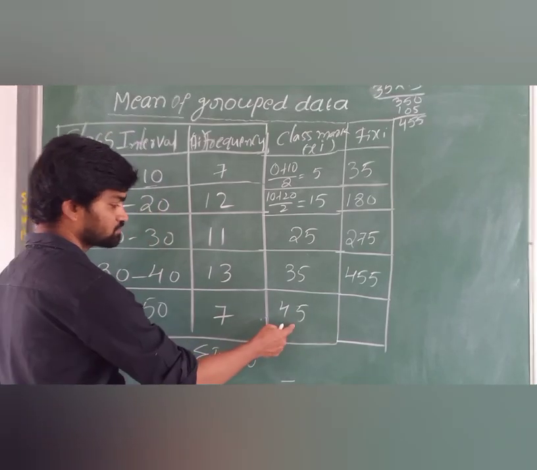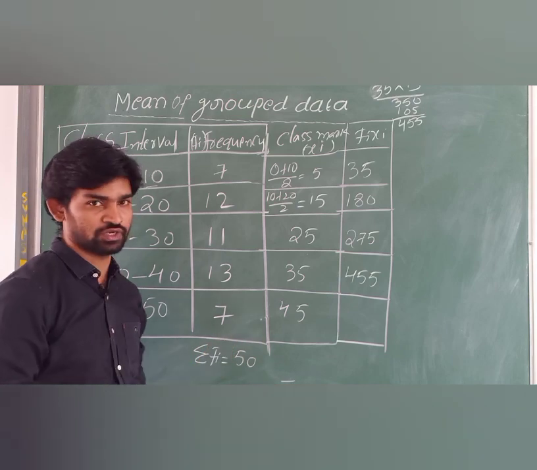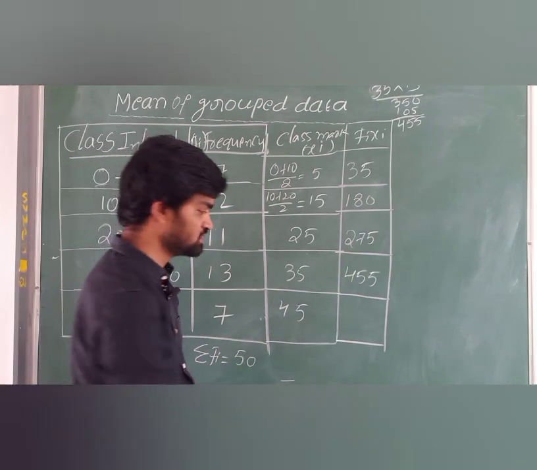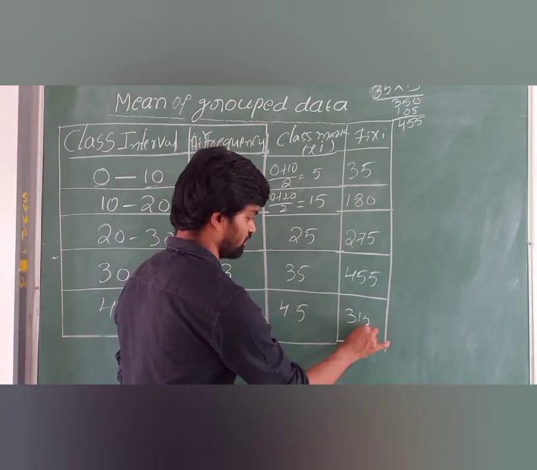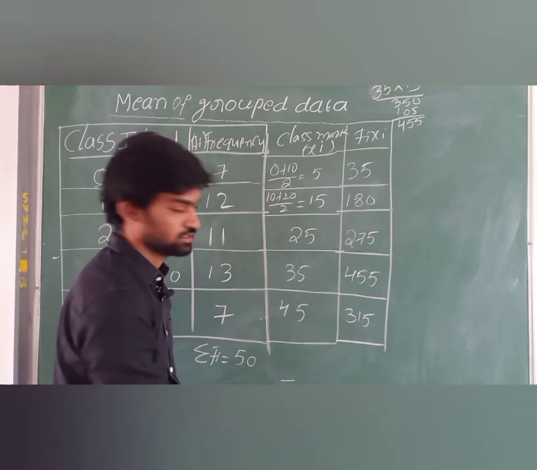So here also the same. 45 into 7. 7 fours are 280, 7 fives are 35. 280 plus 35 is 315. Okay. Now we have to add all these.